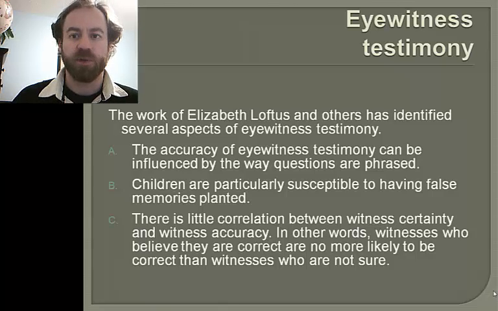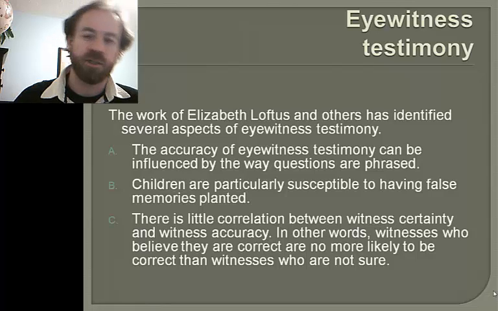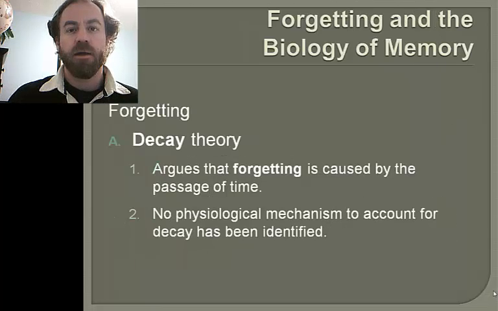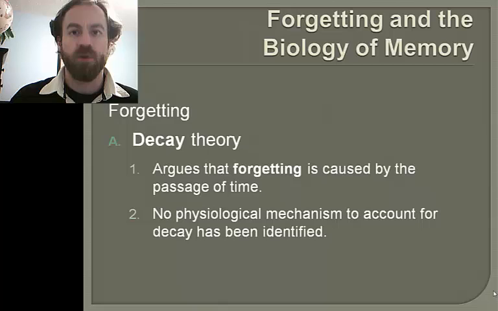Children are especially prone to false memories, and this is an area of great debate and concern in the psychological world. It can sometimes be very difficult to determine whether a person's recollection of childhood abuse is accurate or a false memory generated during or after childhood. And certainly, certainty is no indicator of accuracy. There is no correlation between how certain a witness is of an event and the accuracy of that person's recall. And so we also have to talk about forgetting and what happens when we forget or lose memories.